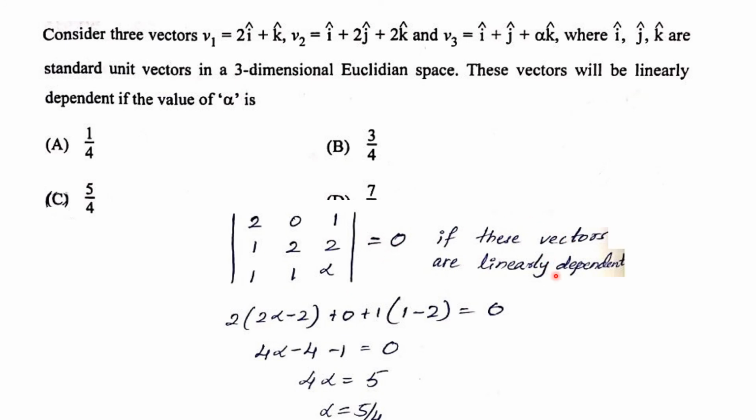If they are linearly dependent, then the determinant will be equal to 0. Otherwise, it is said to be linearly independent. So, 2 into, so take the determinant, 2 alpha minus 2 plus 0 plus 1 into 1 minus 2 is equal to 0. If you simplify this one, you will get the answer alpha is equal to 5 by 4.